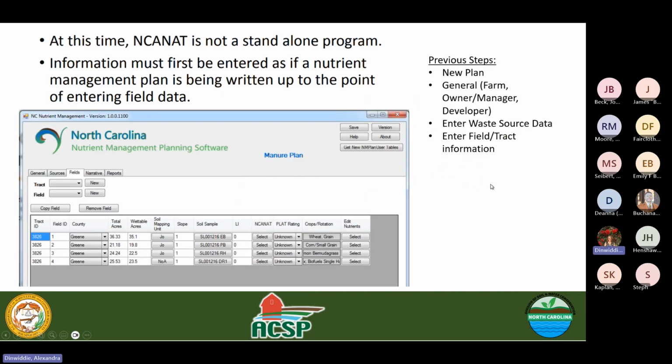Right now, I thought it was important to cover that NCANAT, like the program that Deanna shared, is no longer a standalone program. So it's been incorporated into the North Carolina Nutrient Management Planning software. And so with that component, information has to be filled in as if you're filling out a nutrient management plan, or writing a nutrient management plan, up to the point of entering field data before you're able to use the NCANAT tool.